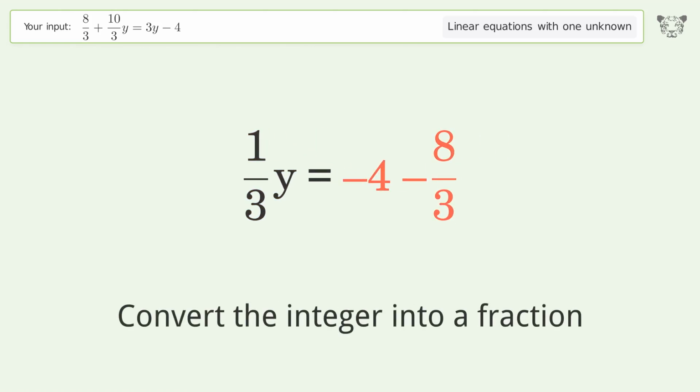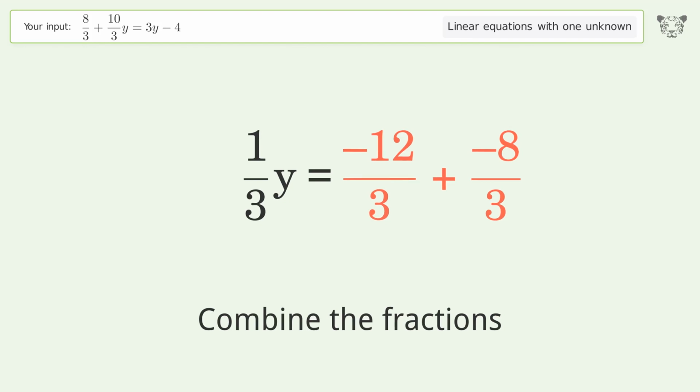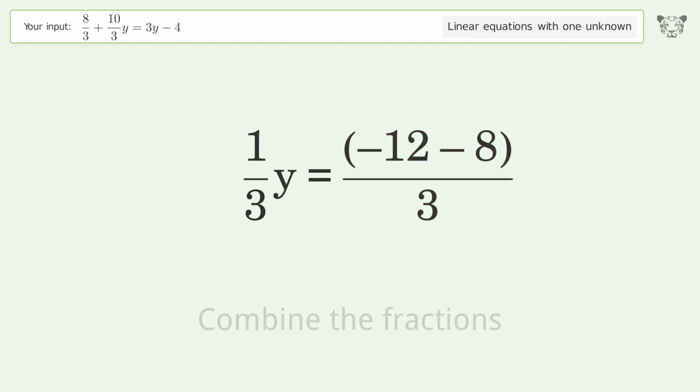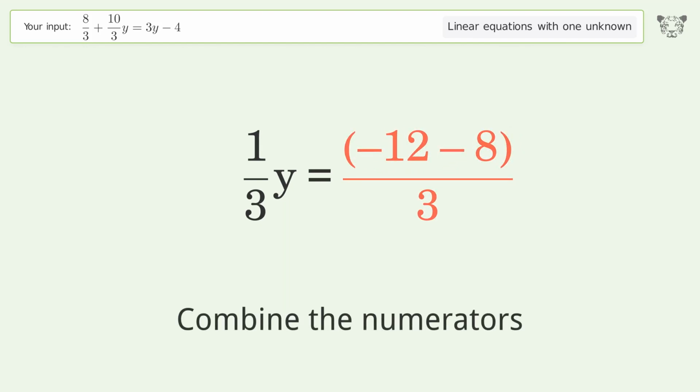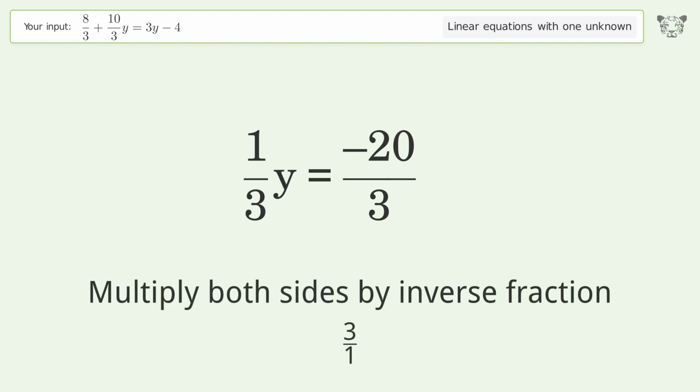Convert the integer into a fraction. Combine the fractions. Combine the numerators. Isolate the y. Multiply both sides by inverse fraction 3/1.